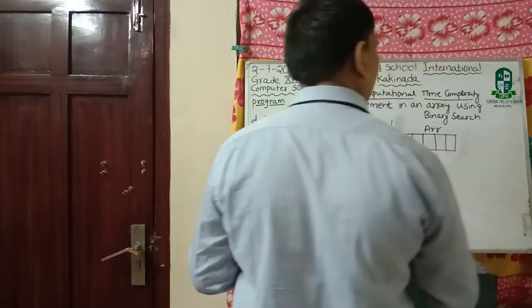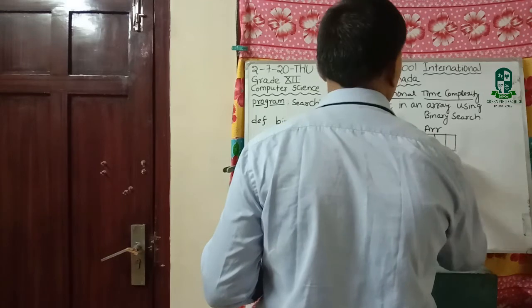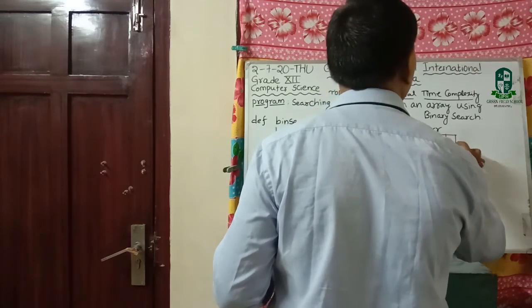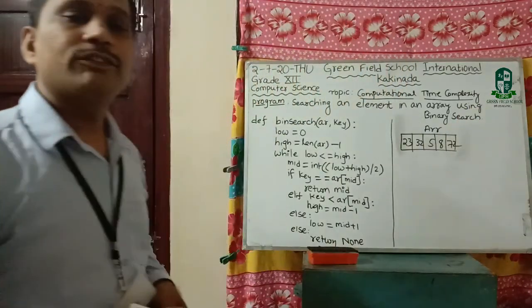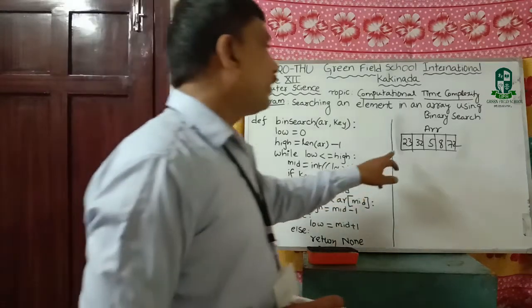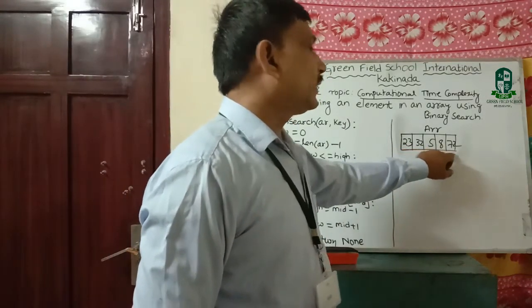5 elements are there. This one is 23. This one is 32. This one is 5. This one is 8. This one is 72. So I am taking 5 elements in the given array. Those 5 elements are 23, 32, 5, 8, 72.